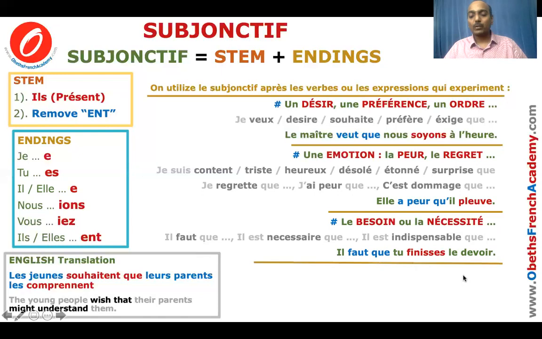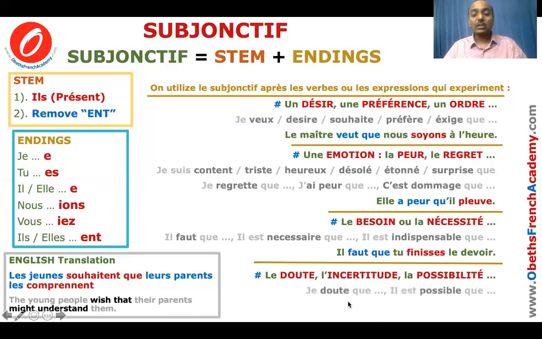The last part. Whenever you find an expression that talks about doubt, uncertainty, possibility, for example, je doute que, I doubt that. Il est possible que, it's possible that. And after these expressions that talk about doubt, uncertainty, then we will use the verb in subjunctive. Je doute que mon voisin vende sa voiture. I doubt that my neighbor might sell his car.